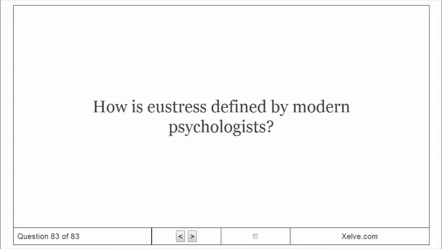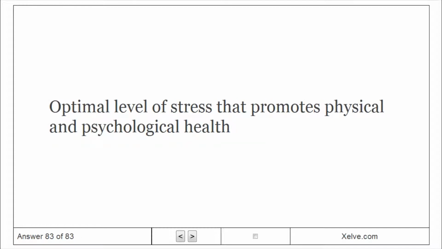How is eustress defined by modern psychologists? Optimal level of stress that promotes physical and psychological health.